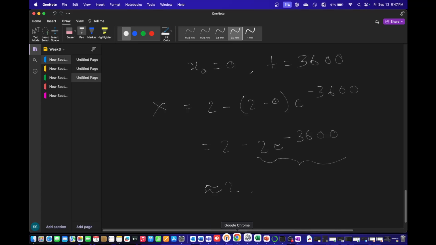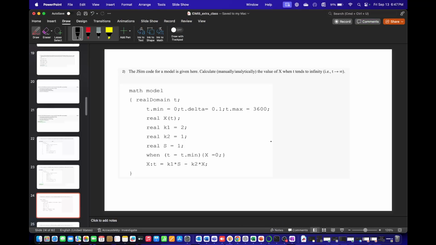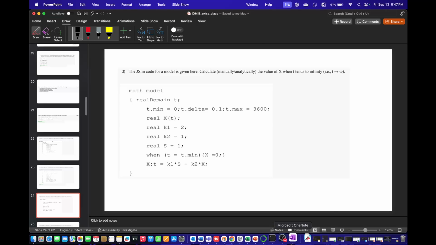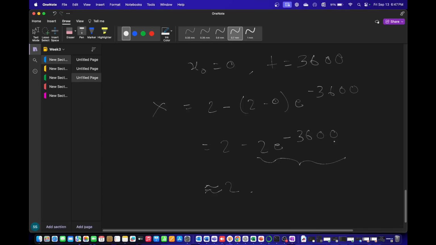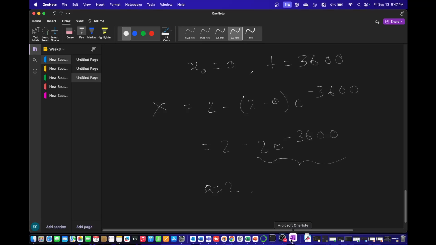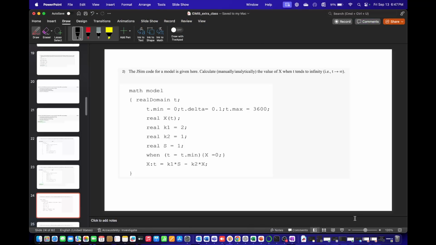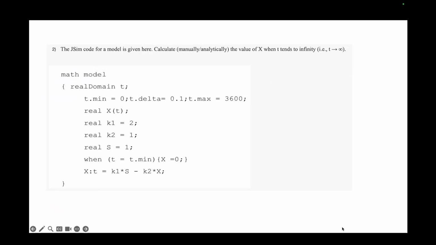Right? So your value of x is basically, when t tends to infinity, which is like basically 3600, or if you take t more than that as well, e to the power minus will increase, so this portion will further go to 0, so x will be approximately equal to 2. Let's check the answer. Yeah, so x will be equal to 2. Okay, so I hope that was clear.